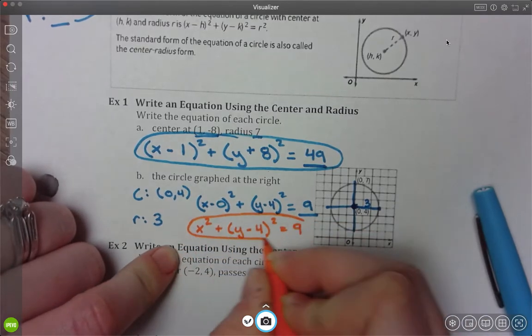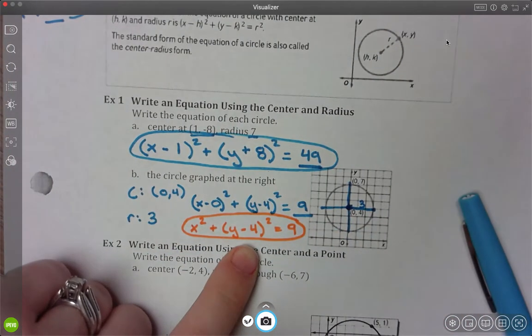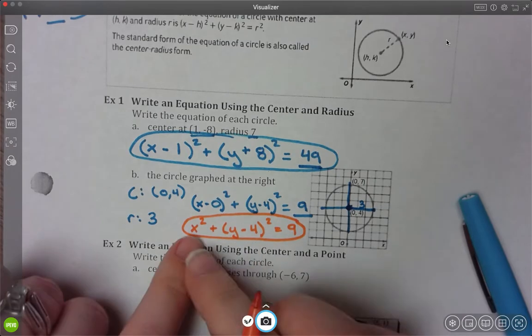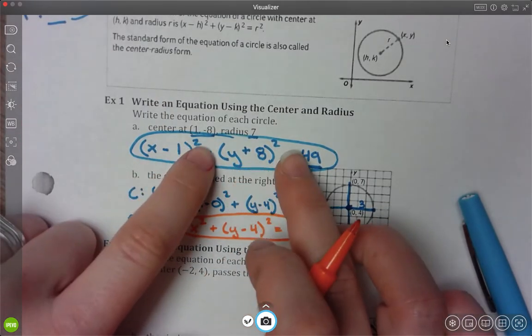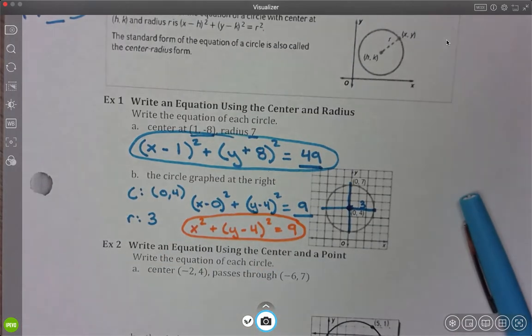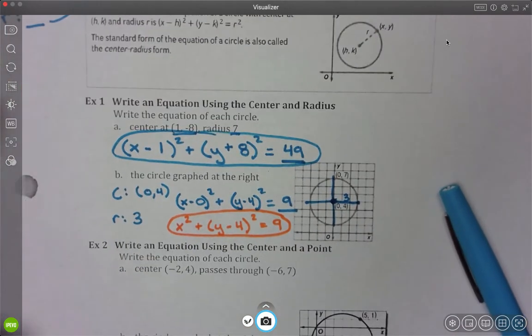And we just leave it like that. Do not think that you have to FOIL that out or anything. That's the standard form of the equation. They want you to leave it as those two pieces squared, and those two pieces squared. All right, next, example 2.